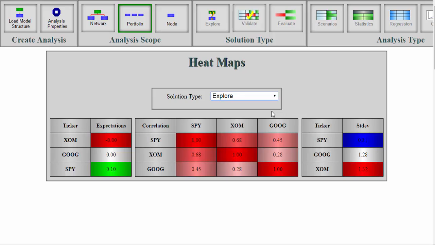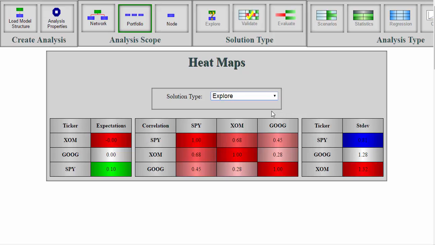The heat map shows a correlation of 1 as red, 0 as white, and -1 as green. The other colors are interpolated between these three. In this case, Exxon has a higher historical correlation with the US, 0.68, than with Google, 0.28. Google has a lower correlation with the US, 0.45, than Exxon does.